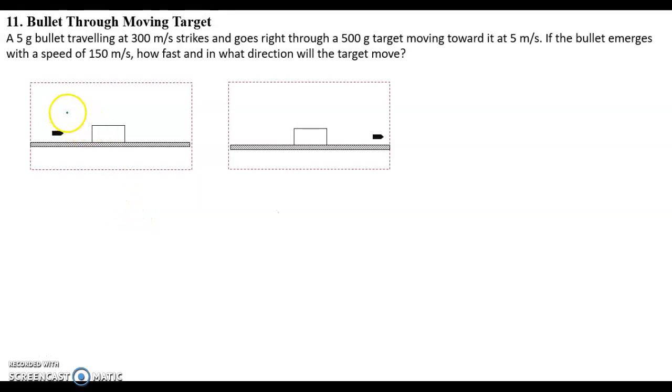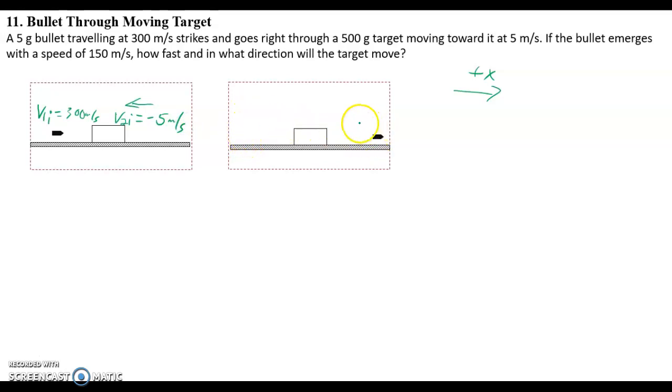Alright, we're going to keep going with variations on bullets and targets. So here we have the same bullet traveling, V1I, at 300 meters per second. Again, using to the right as our positive x value. This time, the target is moving toward, which we saw before. It's -5 meters per second.